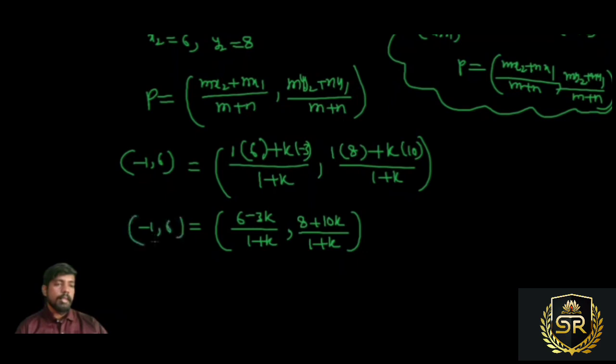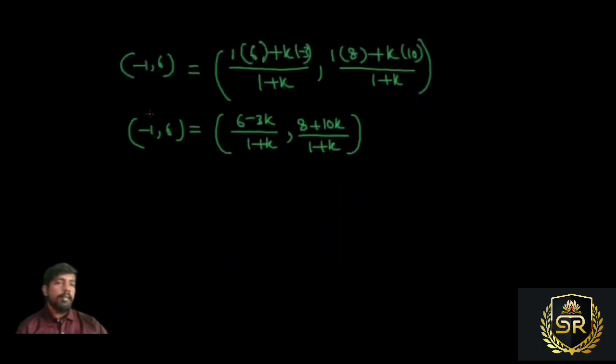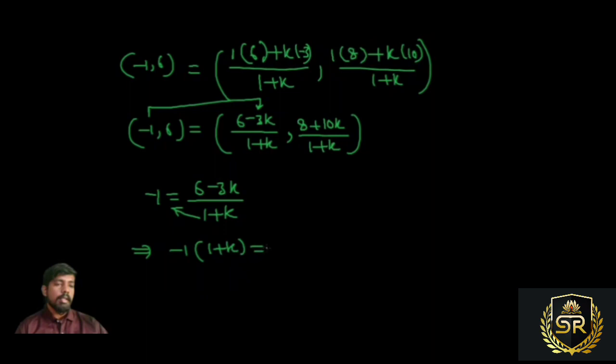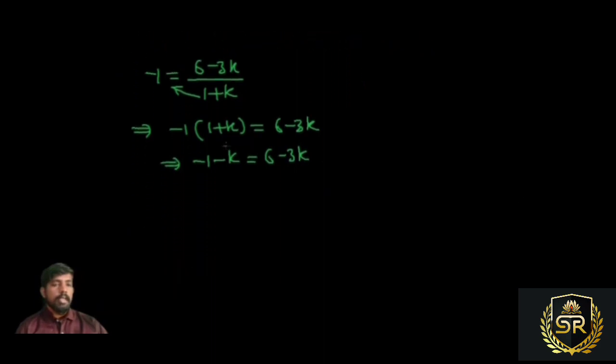So minus 1 comma 6. Equate the corresponding x coordinates and y coordinates. Minus 1 is equals to 6 minus 3k by 1 plus k. Okay, now just send this term to the left hand side. Minus 1 into 1 plus k is equals to 6 minus 3k. So multiply minus 1 inside: minus 1 into 1, minus 1, minus 1 into k, minus k is equals to 6 minus 3k. So here minus k, minus 3k is there.